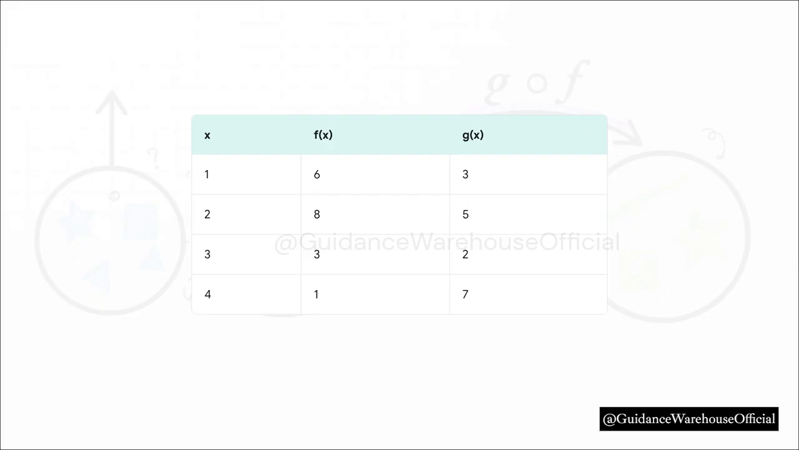Let's say we want to evaluate f of g of 3 using this data. First step, guide your eyes to find the inner function. What is g when x is 3? Look at the third row under the g of x column. The answer is 2. Now take that 2 and plug it right back into the x column for our outer function f. When x is 2, looking under the f of x column, the output is 8. So f of g of 3 is simply 8. See? Always work inside out.